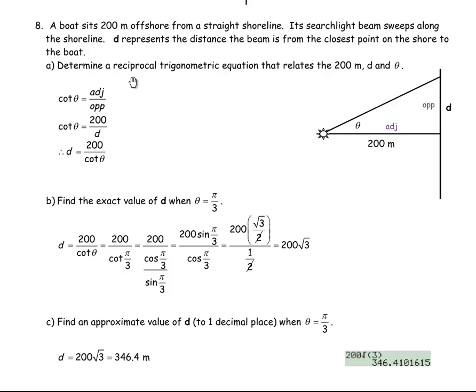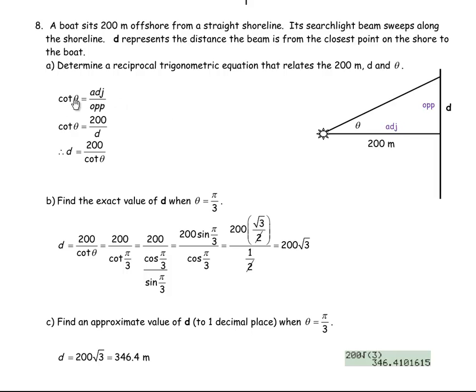You're asked to determine a reciprocal trig equation that relates the 200 meters, the D, and the angle the beam makes with the straight in shortest distance. So in this right triangle, for this angle theta, the D would be the opposite side and the 200 would be the adjacent. So the reciprocal trig ratio that involves opposite and adjacent is cotan.